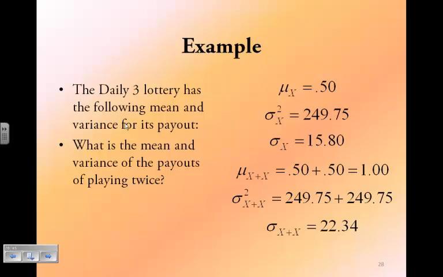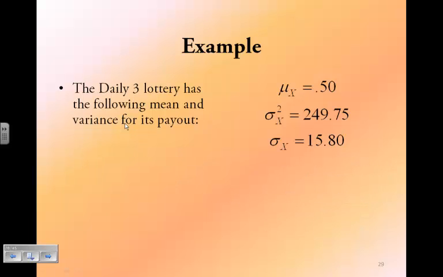To get the standard deviation, you take the square root of that. Notice that the standard deviation up top of 15.8, you do not multiply by 2 to get the new one when you're doing it twice, because the variance adds twice, but then the square root is how you go about getting the standard deviation. So at the bottom, the standard deviation is not multiplied by 2. The variance is added twice, and then you take the square root.